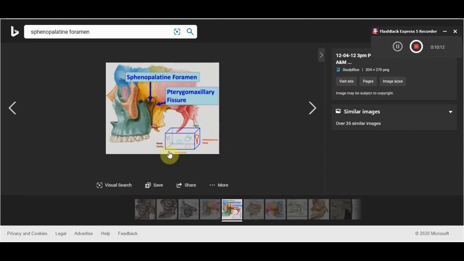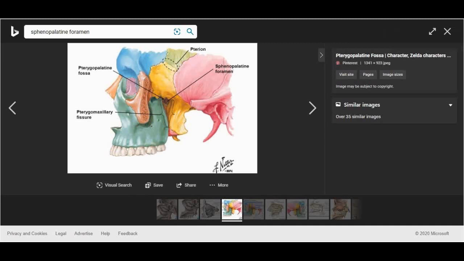This is again a schematic representation, but now we have represented it as a cuboid and not as a pyramid. And you can see this is the lateral communication with the infratemporal fossa. This is the medial communication with the nasal cavity, right? And I'm hoping this makes it easier for you to understand and grasp these points. Again, you can see the pterygo-palatine fossa being represented, the representation of the fissure, and the representation of the foramen, which is in the medial wall of the fossa.